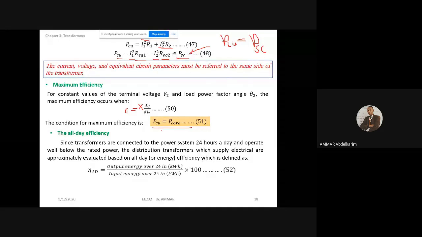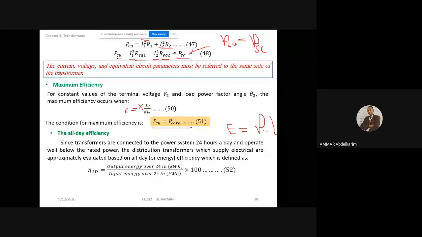Also, we are going to define another thing, which is the all-day efficiency. What does all-day efficiency mean? Before, you know the difference between the power and the energy. We may have talked about it before. The energy can be in joule, it has many units. The energy equals the power times time, P times T. This is the energy, and it can also be measured in watt hour, for example.